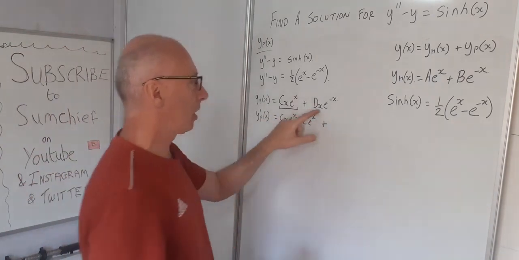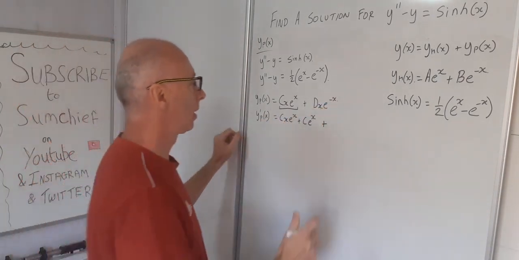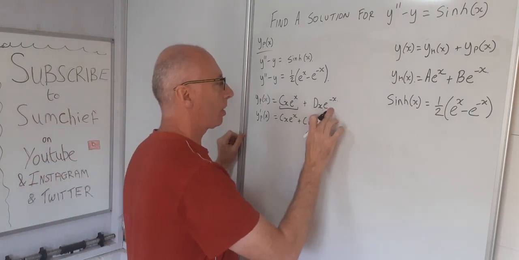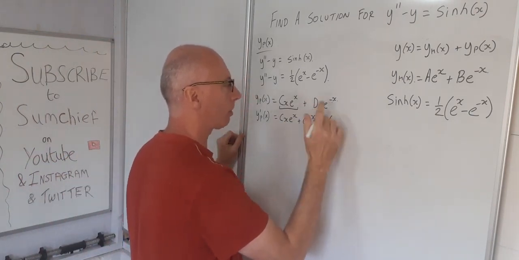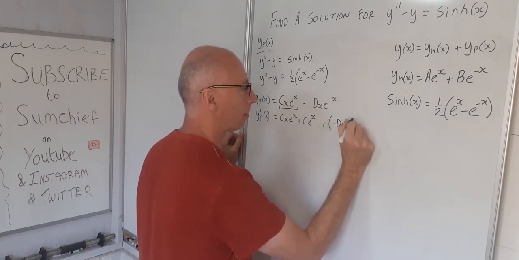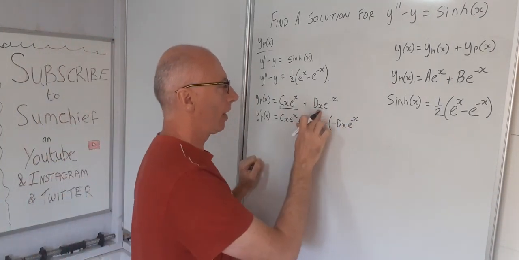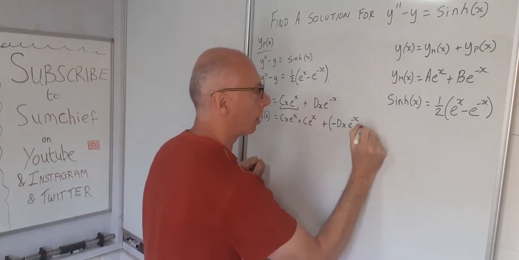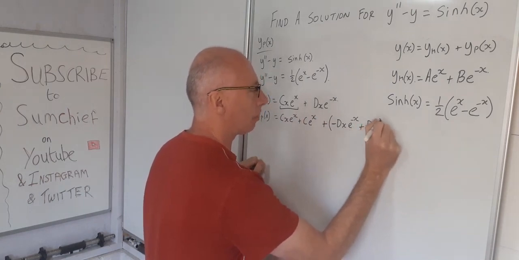And then something very similar with this side, but be careful with the minus sign. So differentiating this one, I'm going to be left with a minus sign with the chain rule. So that's going to be minus dx e to the minus x. And then I'm going to add on when I differentiate this one, so it's going to be left with plus d e to the minus x.